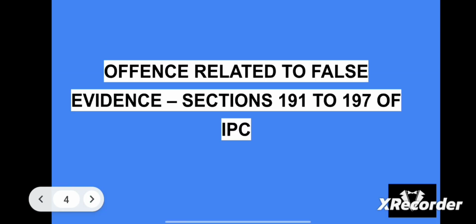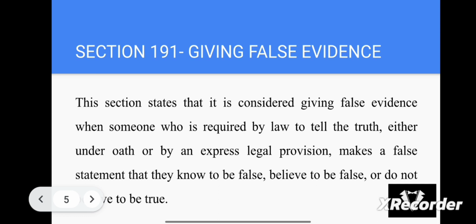Now I am going to explain offences related to false evidence, Section 191 to 197 of IPC. Section 191 explains giving false evidence. This section states that it is considered giving false evidence when someone who is required by law to tell the truth, either under oath or by an express legal provision, makes a statement that they know to be false, believe to be false, or do not believe to be true.